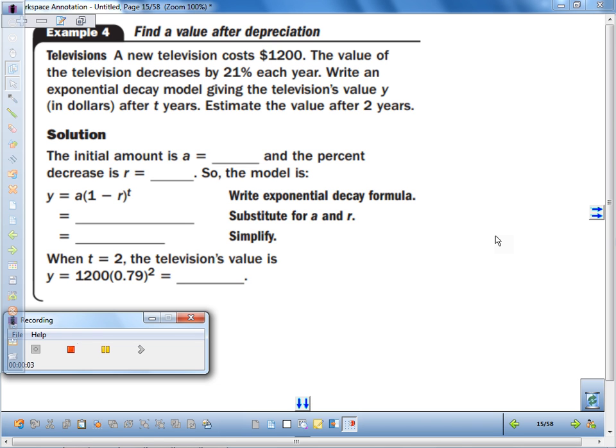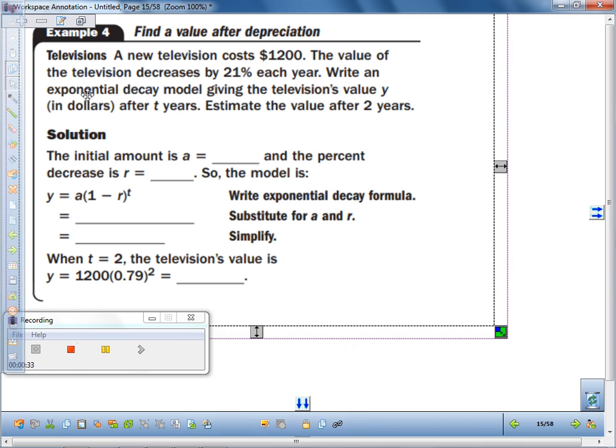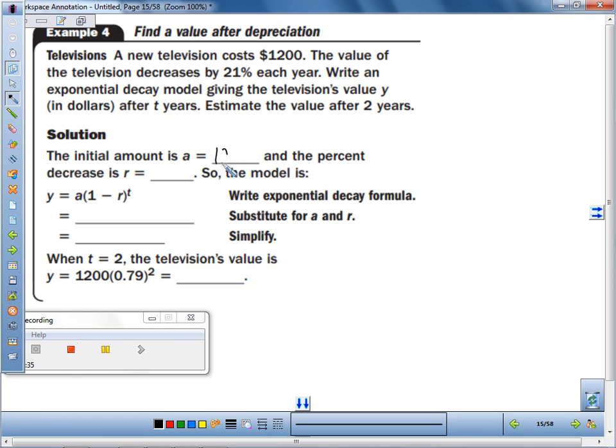value after 2 years. Alright, so the initial amount is what the TV's worth. So that's 1,200. And the percent of decrease, which is the rate, is 21%. But the rate, we're not going to put in percentage, we're going to put it in decimal form. So the model is, we're looking for our value, which is A times (1 minus r) to the t.